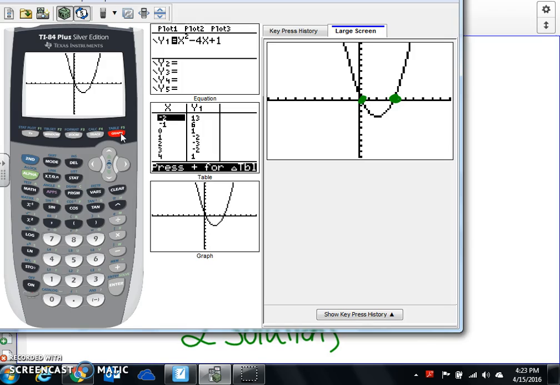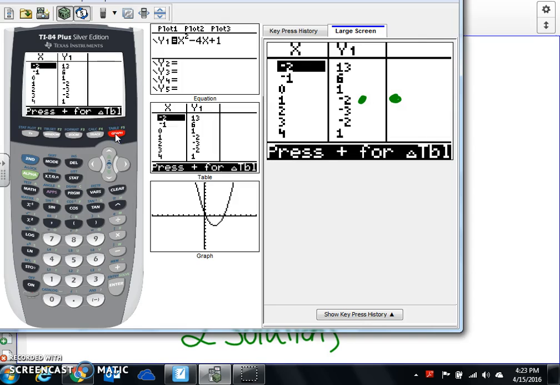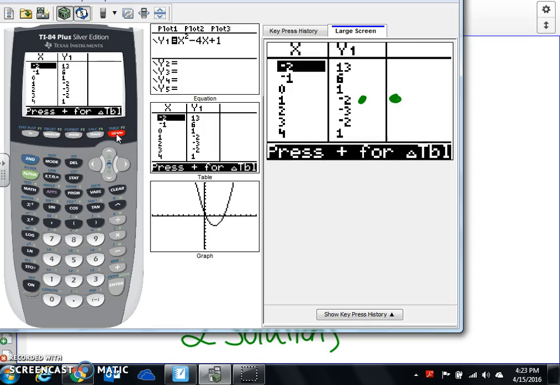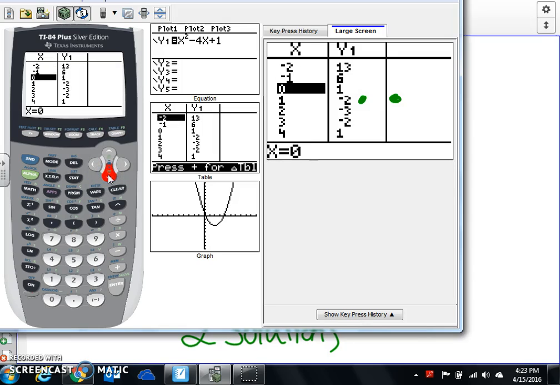At that point, guys, I don't know what those are. So I need to go to my table and look. It looks like, if I go back to my graph for a second, it looks like 0 and maybe 4. So let's look. I go to my second table. I go to 0. Nope, that's not true. So if this happens, you need to factor it.